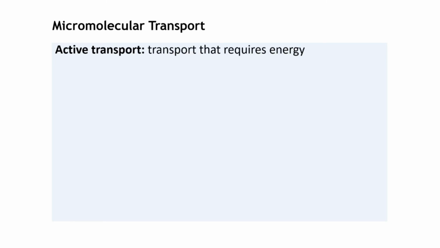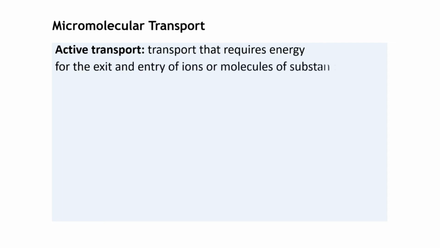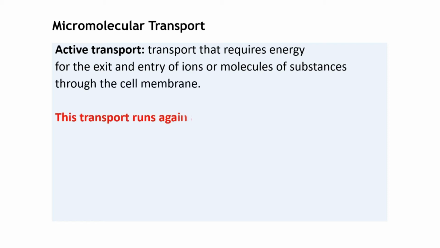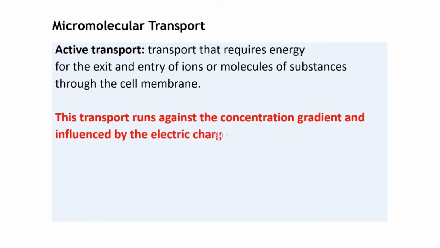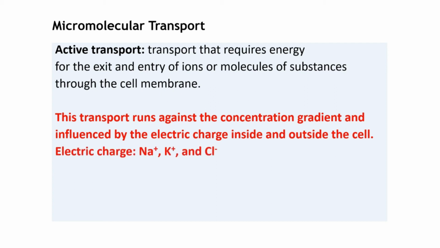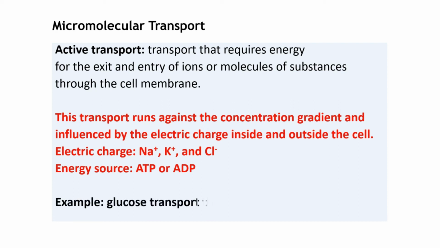Active transport is a transport that requires energy for the exit and entry of ions or molecules of substances through the cell membrane. This transport runs against the concentration gradient and is influenced by the electric charge inside and outside the cell. Electric charge from Na+, K+, and Cl-. Energy source from ATP or ADP. For example, glucose transport through cell membranes.